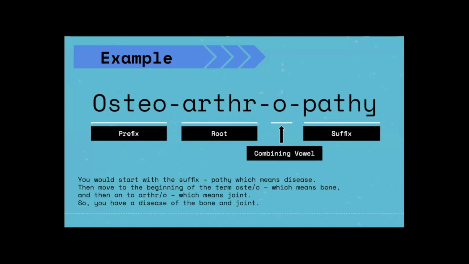So for example, it took me a very long time to find an example that had every single part of a word, the prefix, the root, the combining vowel, and the suffix. So this word is osteoarthropathy, and it means the disease of the bone and joint. So osteo is the prefix, arthro is the root, the O part of the root is the combining vowel, and pathy is the suffix. So does anyone want to guess what maybe each of these parts mean? Like, what does the prefix mean?